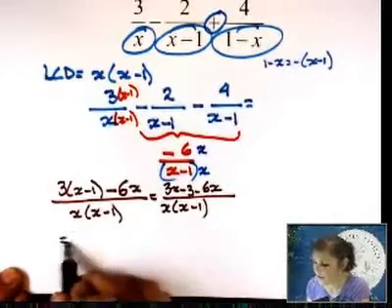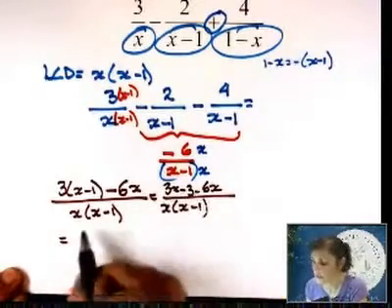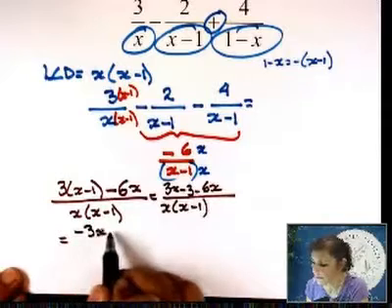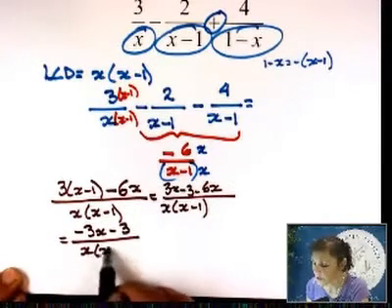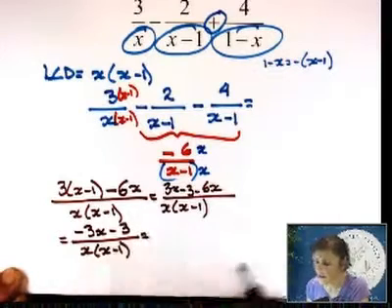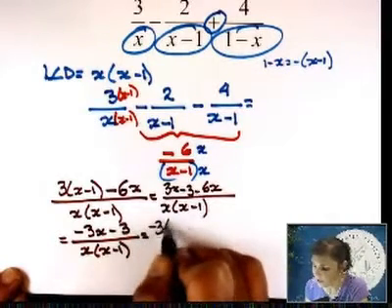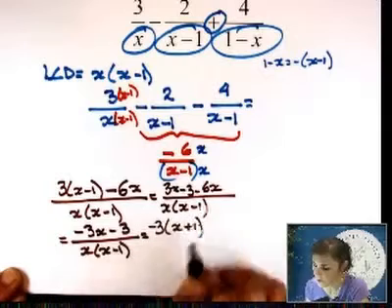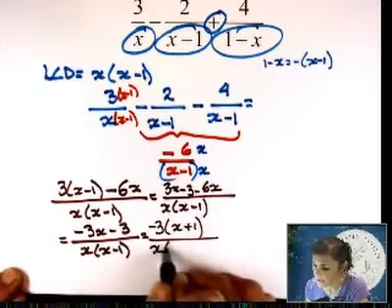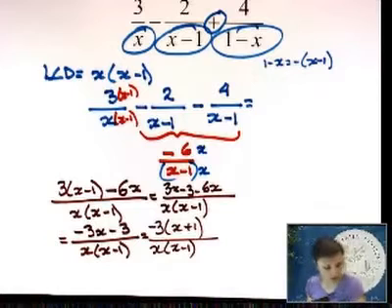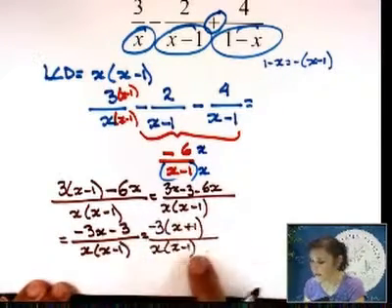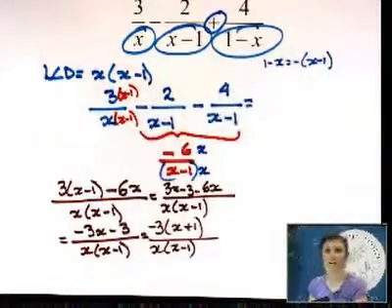Now let's work the top up. 3x minus 6x, that's negative 3x minus 3, over x times x minus 1. I can take the negative 3 out. I have x plus 1, x minus 1. Okay, you just go and you check your work. Here. Okay, it looks like it's good.